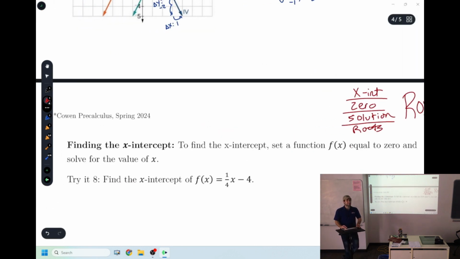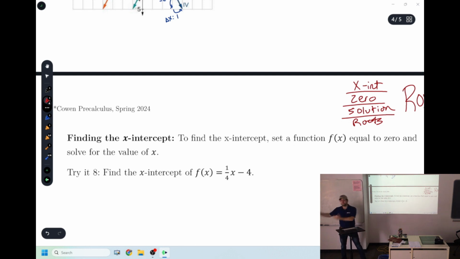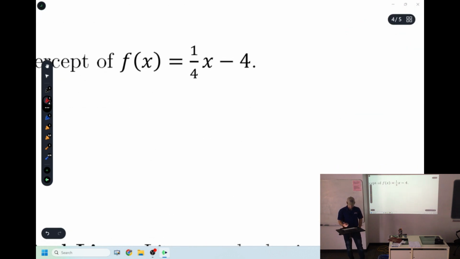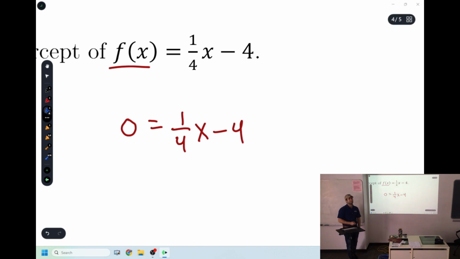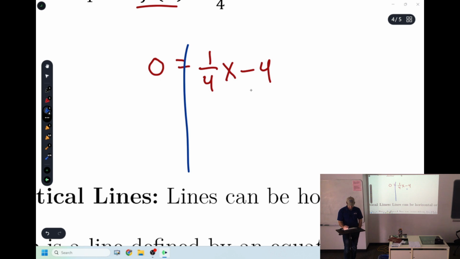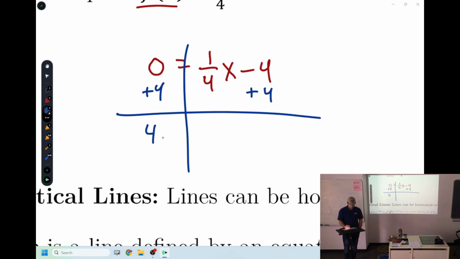The reason it's called a zero is because you set it equal to 0. So instead of f of x, you have 0 equals all this stuff. And then you just do math. I know that's mean. So 4 equals a quarter of x, which means that x equals 16.